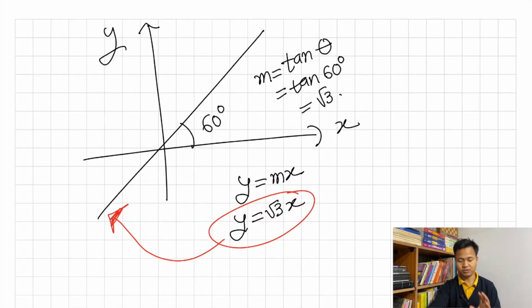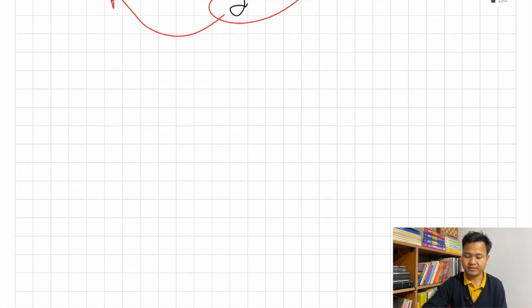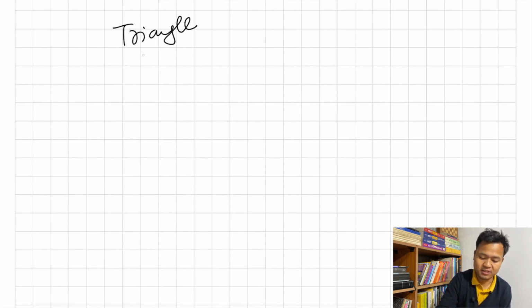So remember, y equals some number into x. That is the equation of a straight line passing through the origin. Okay, so I think that much straight line is enough. So now a small portion of geometry: the triangle, and especially the equilateral triangle.